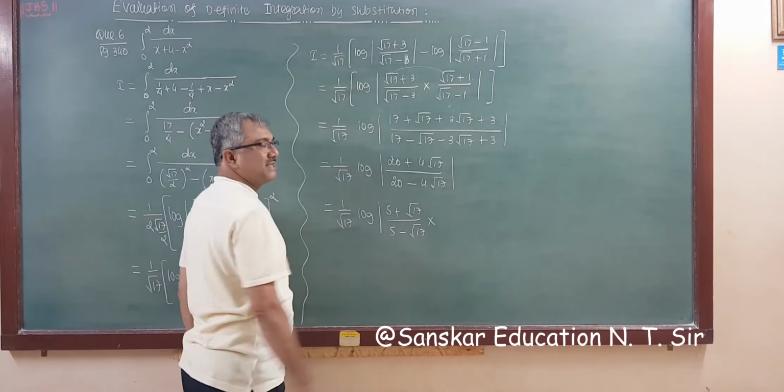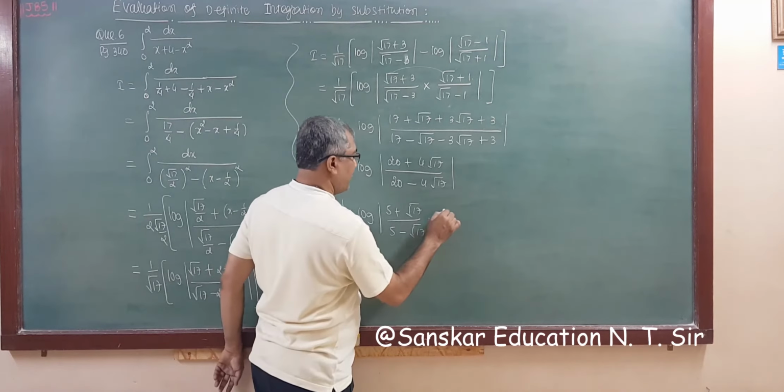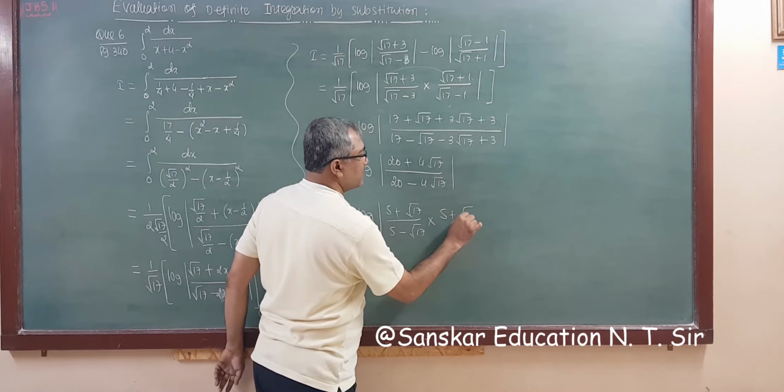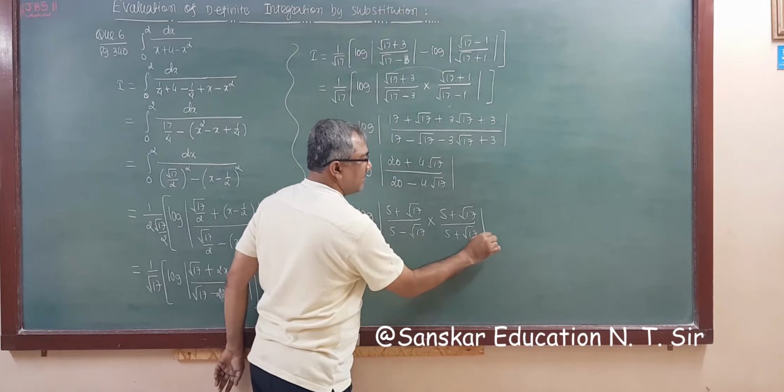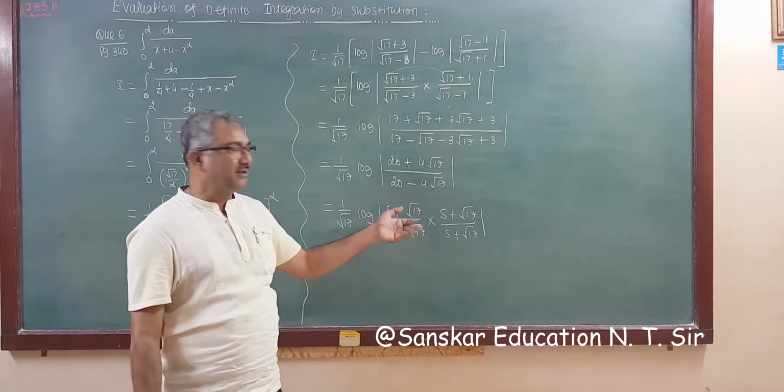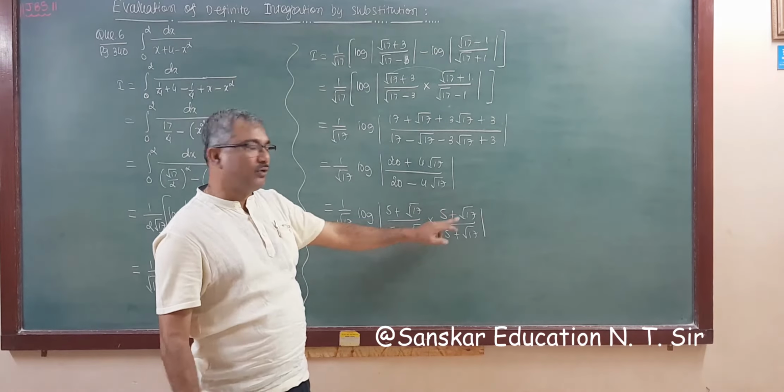So now take rationalizing this. So we have to multiply by 5 plus root 17 and 5 plus root 17. Never give answer like this. So you have to rationalize this. So 5 plus root 17 whole square.